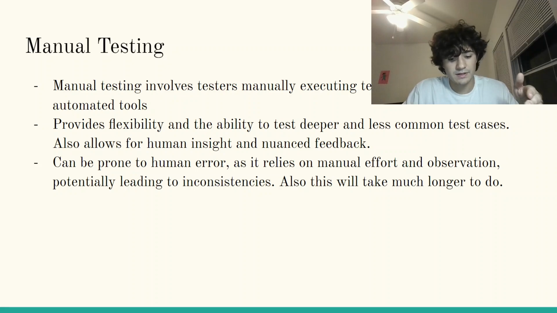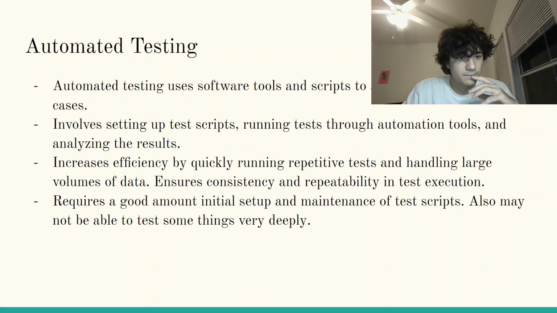Manual testing also is going to take a lot longer to do than automated testing, which we'll get into next. So automated testing. Automated testing uses software tools and scripts to automatically execute test cases. So this involves setting up test scripts, running tests through automation tools, and analyzing the results. So that means that a human will have to create these test cases, but then running the test cases after they're created is really easy and really fast.